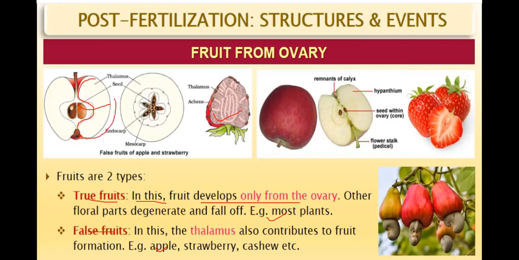Sometimes the question is there: what is the edible part of the apple? Thalamus. Thalamus is part of the fruit. Is apple a true fruit or a false fruit? It is a false fruit. In the same way, in strawberry there is a thalamus, and the small seed-like structures are called achene. This is cashew nut. This is the fruit, and the fleshy part is the thalamus.